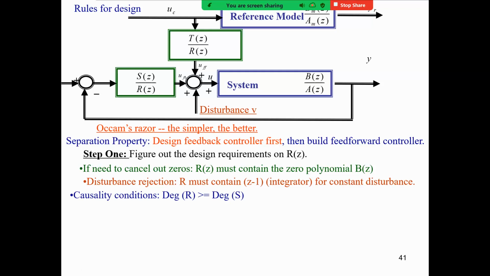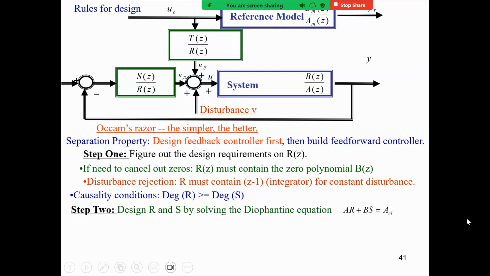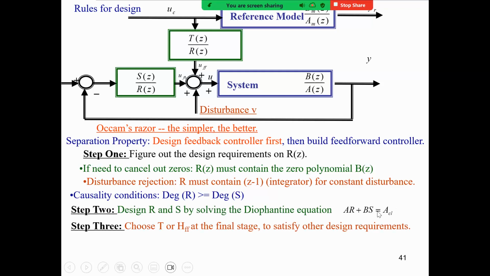And then you figure out what the order of the controller is. Here, always remember the degree of S cannot be bigger than the order of R. If it is bigger, you will end up with a causality violation, which means that the future signal will affect the present, which cannot be implemented. Okay, and then with that, you can solve the Diophantine equation: AR plus BS equals the closed loop. Normally, when you solve that, you just compare two polynomials, match the coefficients, and get a set of equations. Finally, you design your T over R, or the HFF. So normally the last step is the simplest one.